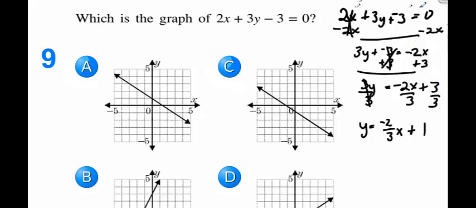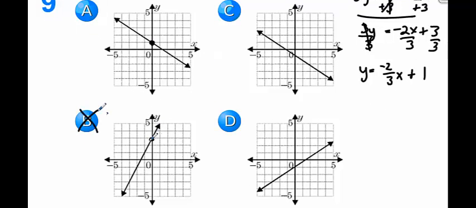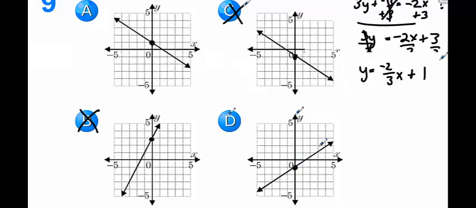So let's look at our y-intercept of 1. A is okay. Move this down. B is at 3, so that's not okay. C is at negative 1, so that's not okay. And D is at negative 1, so that's not okay. So our function is A.